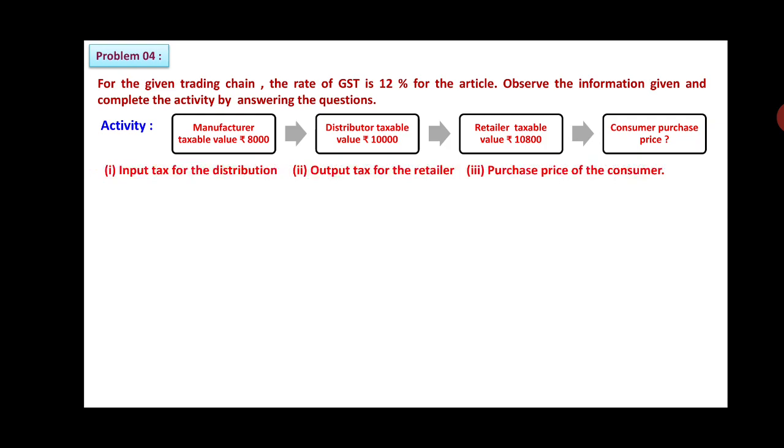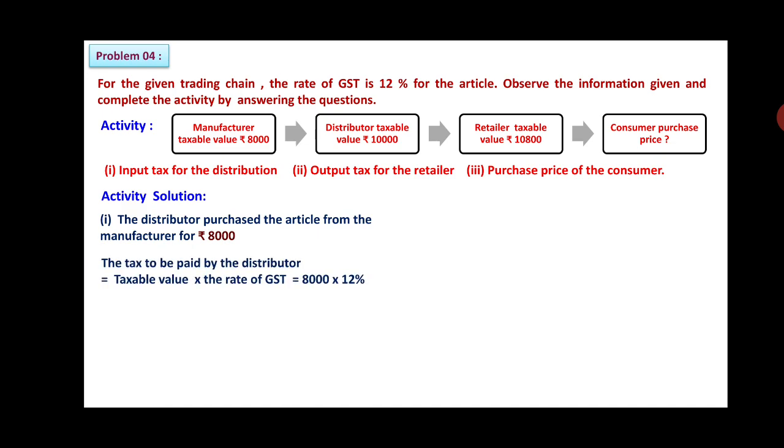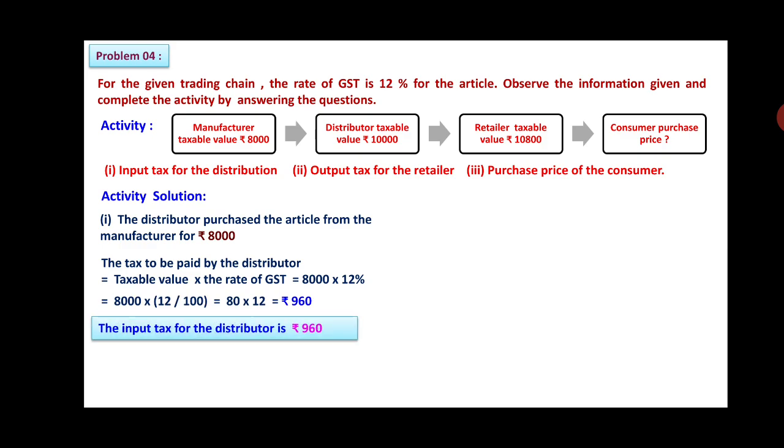See, first you have to calculate the input tax for the distributor, the output tax for the retailer, and the purchase price of the consumer. We start. The distributor purchased the article from the manufacturer for rupees 8,000. So the tax to be paid by the distributor is taxable value into rate of GST, that is 8,000 into 12%. That will be 8,000 into 12 upon 100, that leads to rupees 960. So the input tax for the distributor is 960.